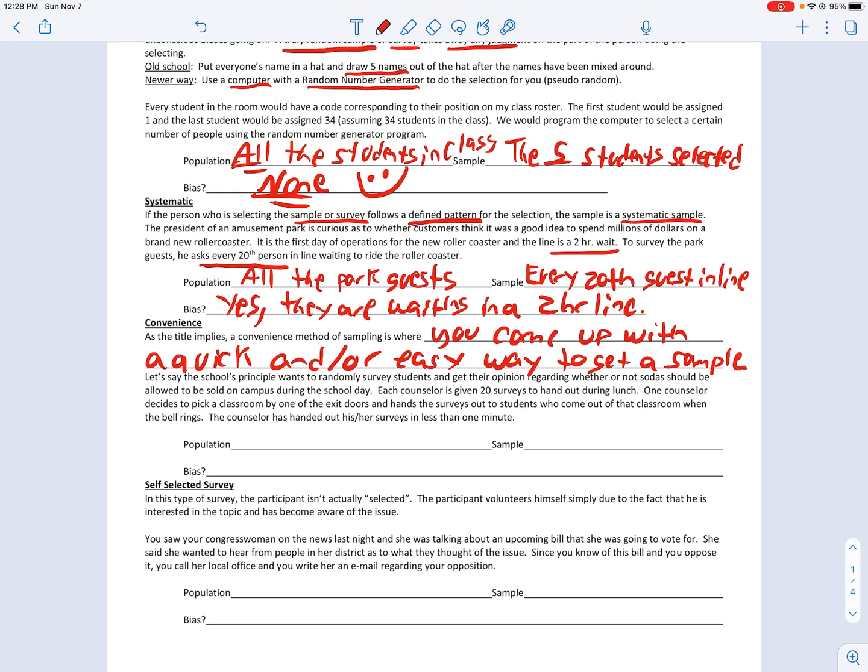Convenience. So, a school principal wants to randomly survey students. Each counselor is given 20 surveys to hand out during lunch. One counselor decides to pick a classroom next to one of the exit doors and hands a survey out to the students who come out of the classroom when the bell rings. The counselor handed out all the surveys in 1 minute. So the population is all students in the school. The sample is the 20 students in the class.